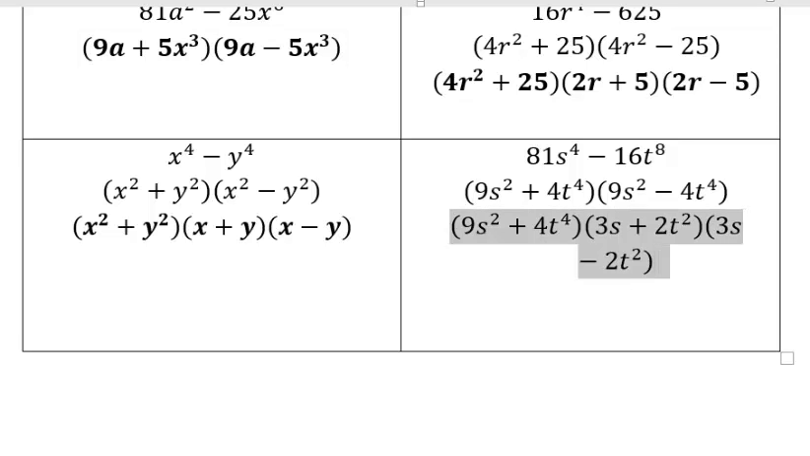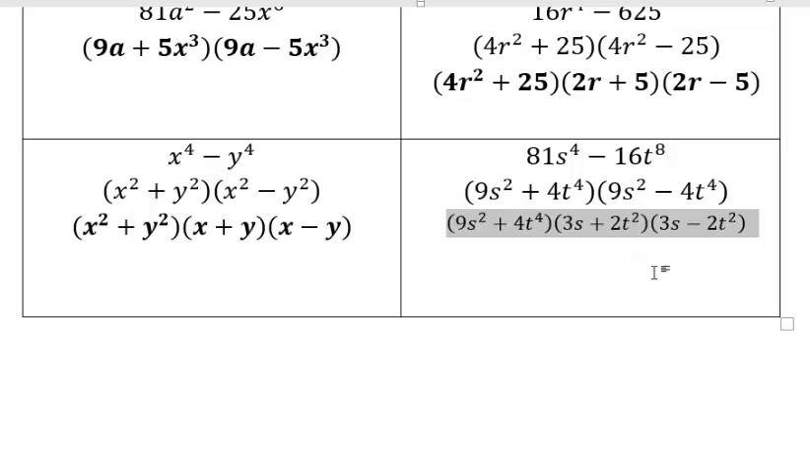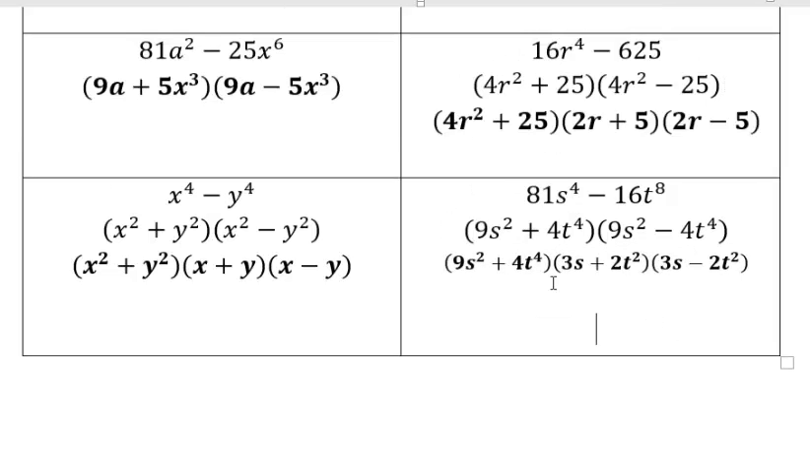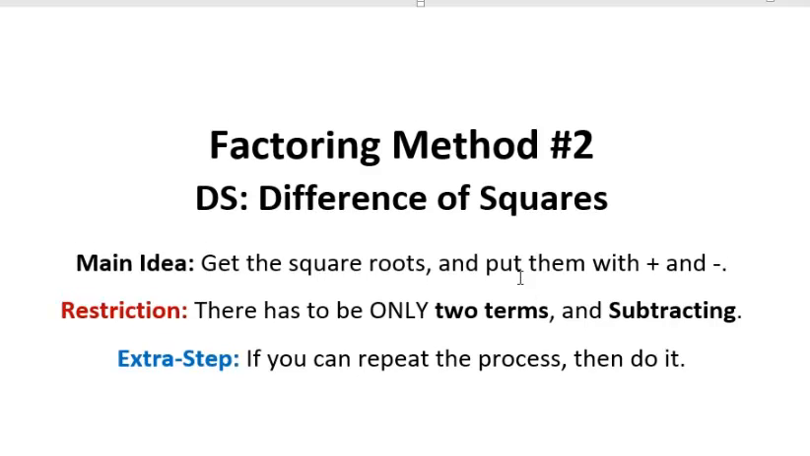Let's reduce the size of this. Okay, there we go. Now, I can get the square root of t2, but I cannot get the square root of 2. I cannot get the square root of 3, and more especially, I cannot get the square root of s. So it's going to stay like that. And that's it. That's how you use difference of squares.